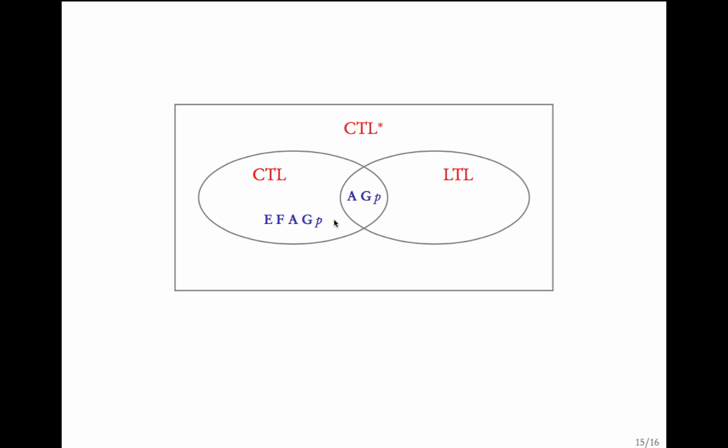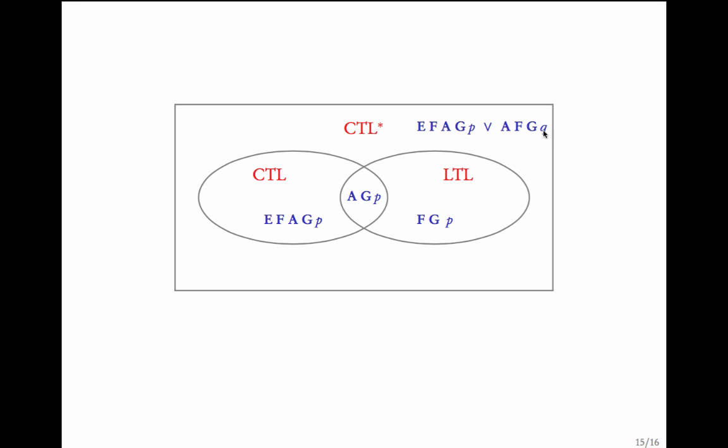EFAGP, the one that we saw in the previous slide, which says that there exists a path from which the entire subtree below it satisfies P. This can be expressed using CTL, but not in LTL. And we also saw that FGP, this can be expressed using LTL, but this condition cannot be checked using CTL. However, CTL star contains both LTL and CTL. Now, is there a formula in CTL star which cannot be expressed by both CTL and LTL? Yes, take the OR of this, EFAGP or AFG of some other proposition Q.